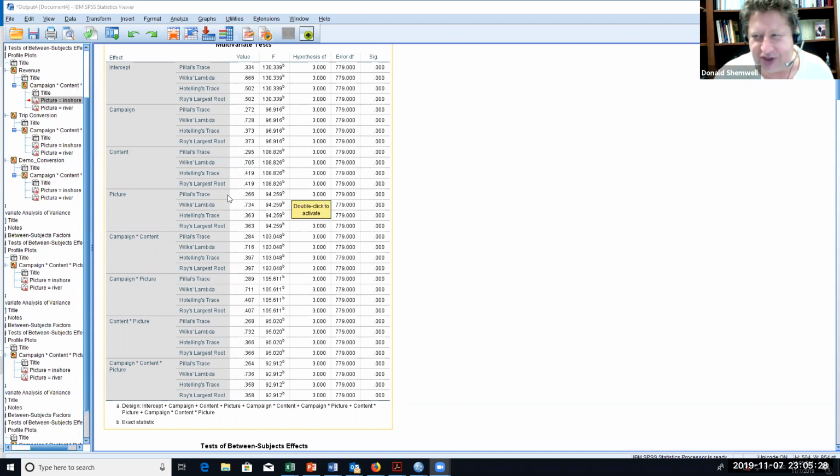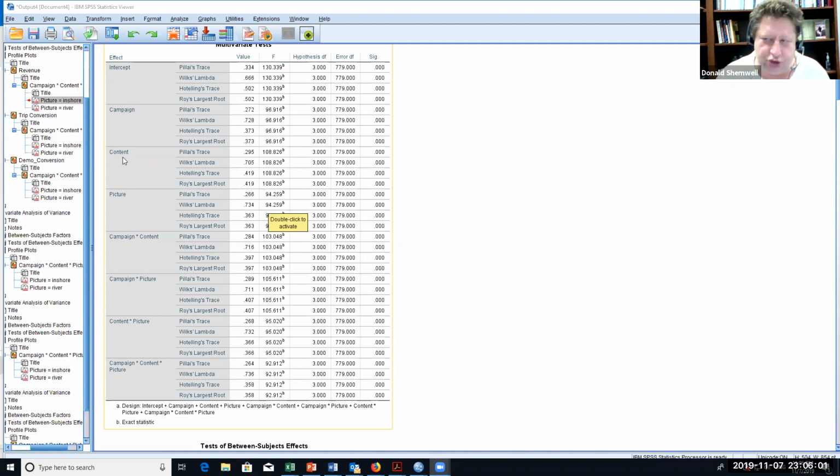There will be statisticians who tell you that you don't need to look at the main effects if there's an interaction. That's not true. We do want to know overall, and this is a small business, which one works better on average across all of the other variables. There are a couple of things that aren't happening here: we're not comparing the independent variables to each other, so we're not comparing campaign to content.